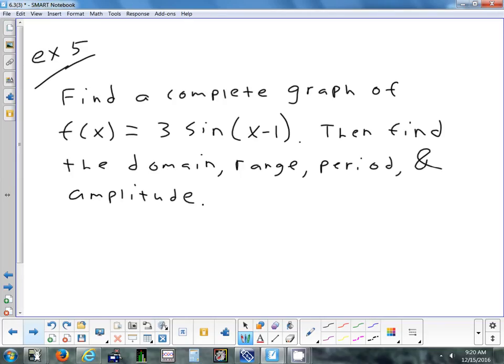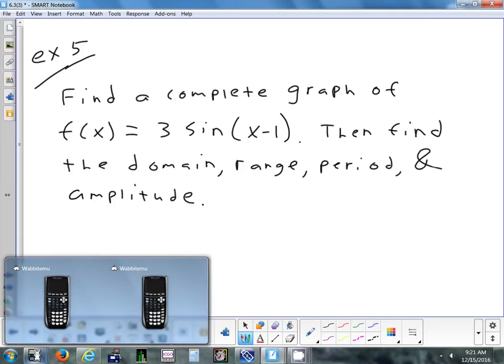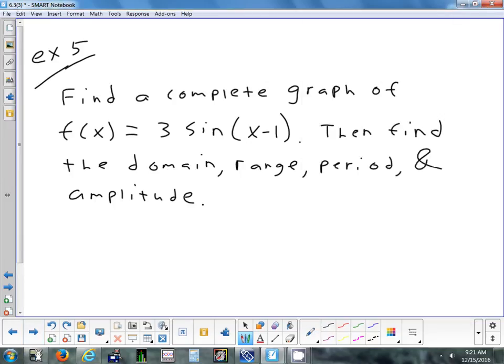All right, let's try this one. Same type of graph, same type of problem, just a different graph. Find the domain, range, period, and asymptotes of 3 sine x minus 1. Let's go back and do the complete graph after. Let's see if we can figure out some of these things without the picture.